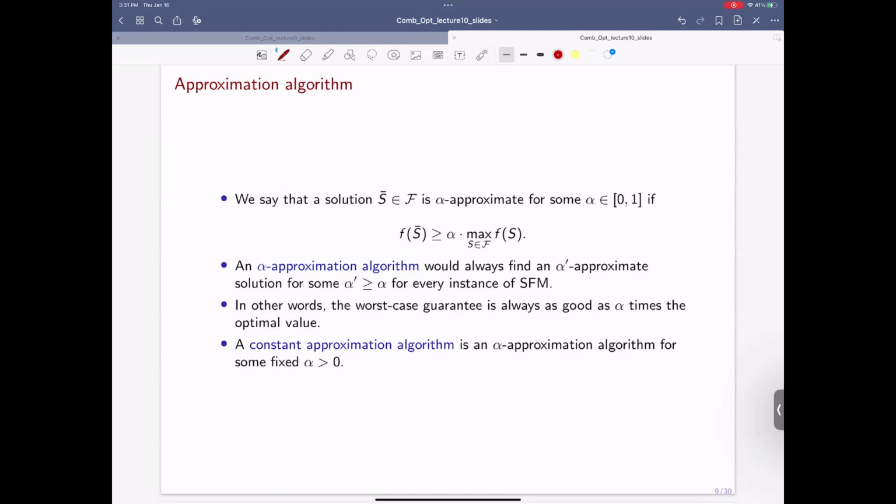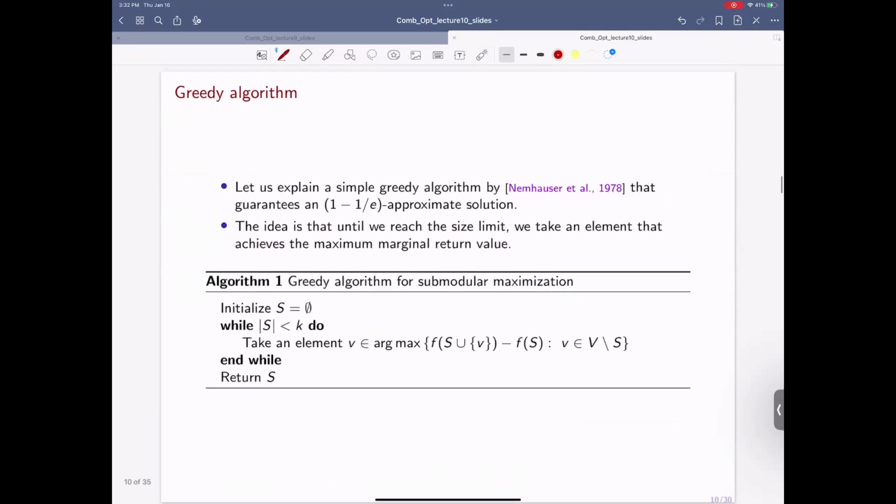If you imagine the matching problem, we saw that a greedy algorithm always gives you a maximal matching. And if you have a maximal matching, its number of edges is at least half of the maximum size of a matching. So that greedy algorithm is a 0.5 approximation algorithm for bipartite matching. But for submodular maximization, we can achieve 1 minus 1 over e, which is approximately 0.63. And the algorithm is pretty simple.